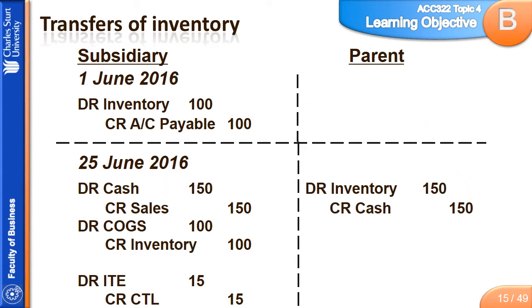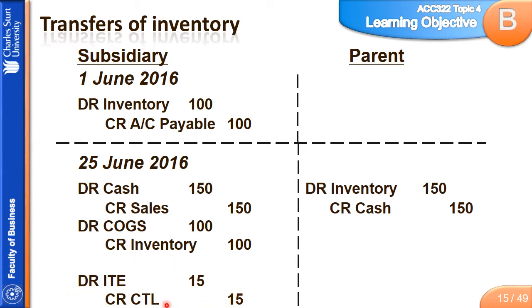And then we've also got this credit to inventory because that's no longer within the subsidiary's possession, and it's valued at $150 over in the parent's accounts. And then a debit to COGS. We've also got this income tax expense debit 15 and credit current tax liability, and the reason that's $15 is there's a $50 profit from the intragroup transaction for the subsidiary, so they're recording that 30% tax on that.